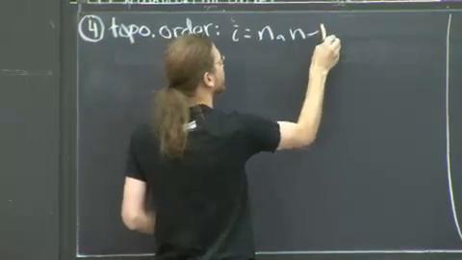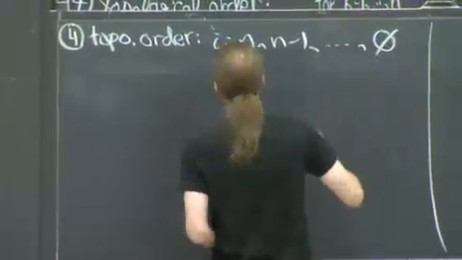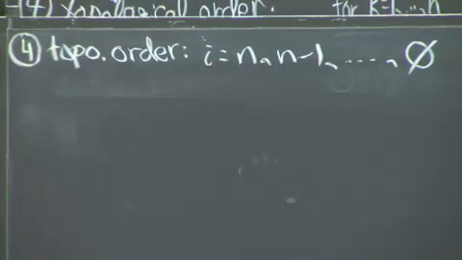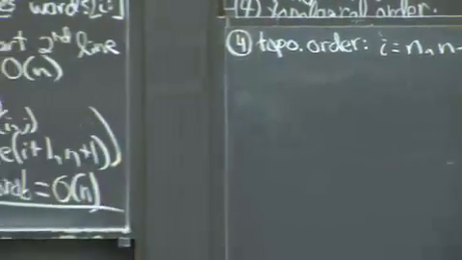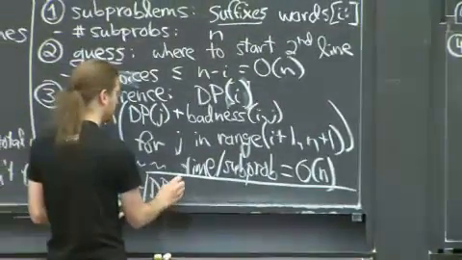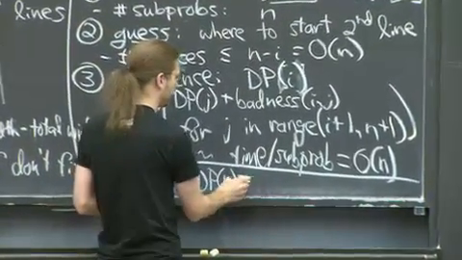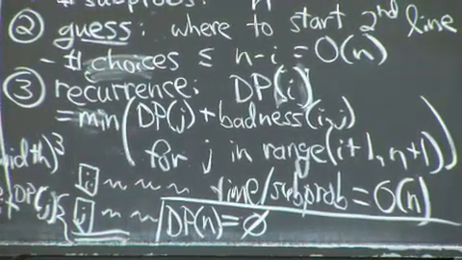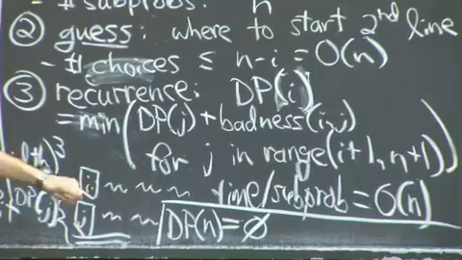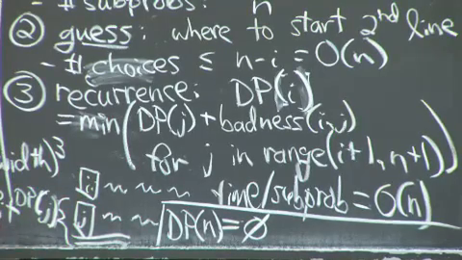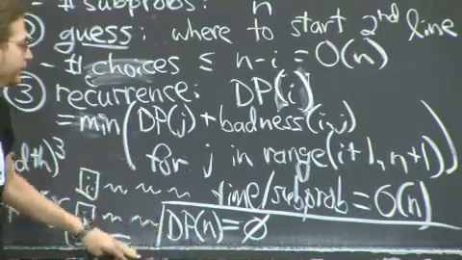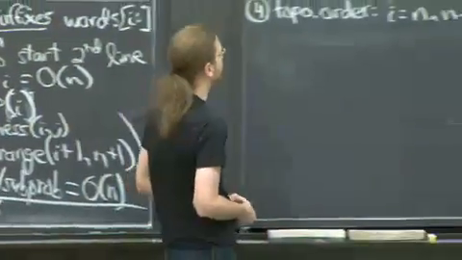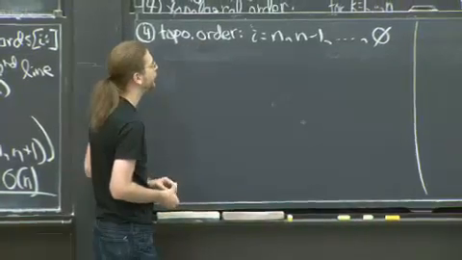And n minus 1 down to 0. I didn't actually define dp of n. There's a base case here, which is dp of n equals 0. Because the meaning of dp of n is I have 0 words, the nth word onward. There is no nth word. It's 0 to n minus 1 in this notation. So I don't pay anything for a blank line. OK, so that's our topological order.